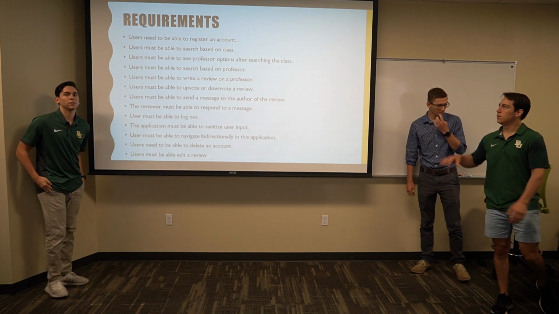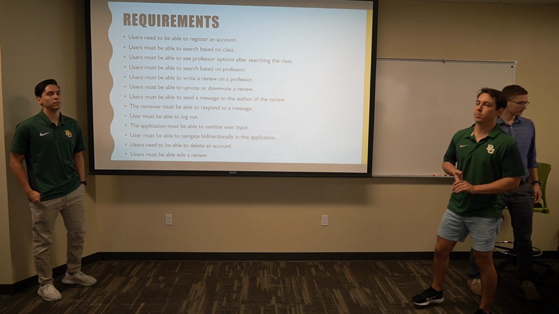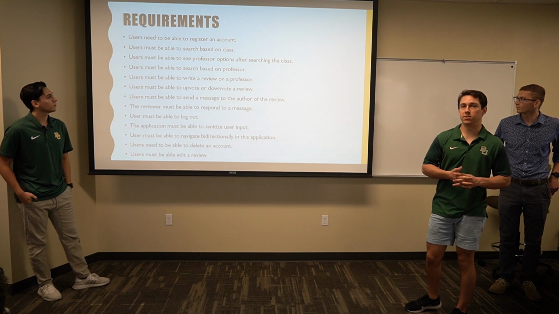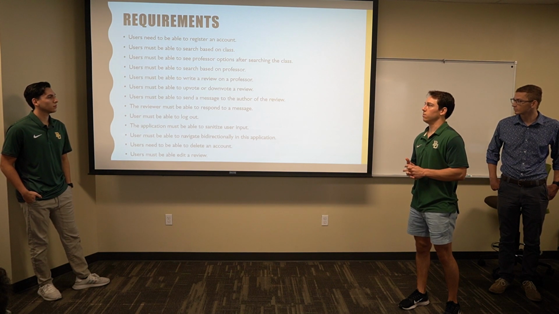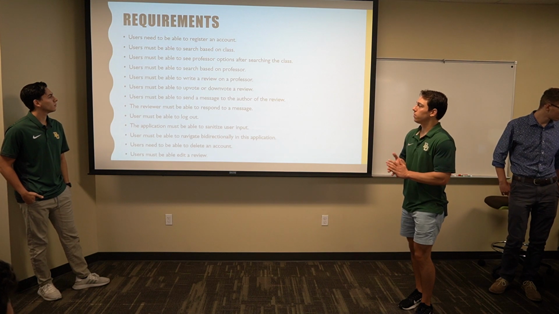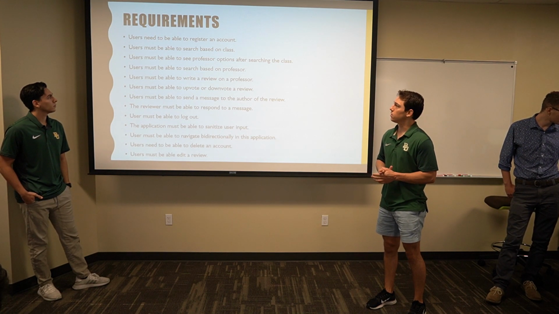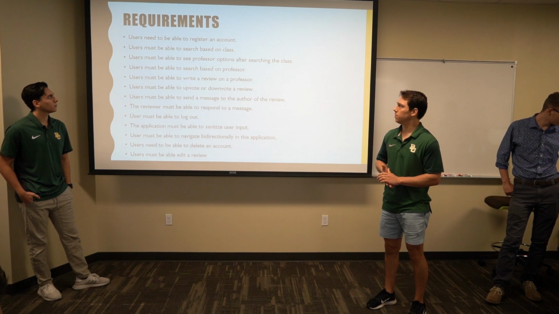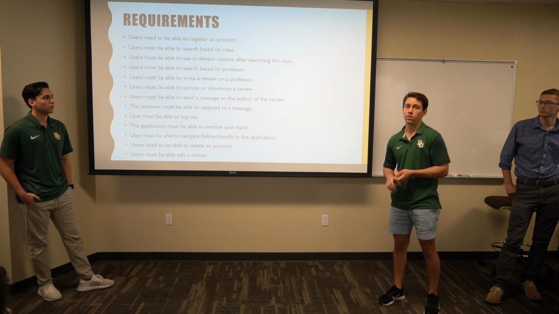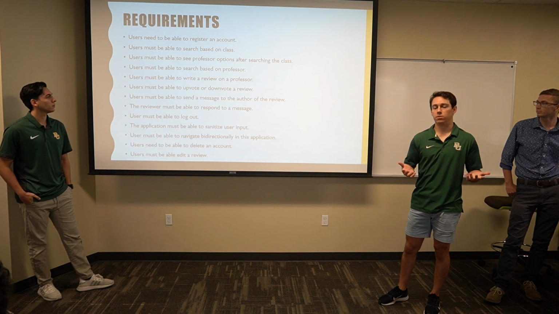So right here is our list of initial requirements. These are functional and non-functional requirements. We made these during this inception phase to start determining what we want our application to do. I won't go through all these in detail due to time constraints, but one example is that our user needs to be able to register an account. They need to be able to search classes and professors and then write reviews. That's the bare bones of what it needs to do.